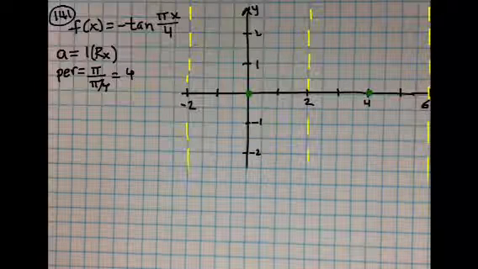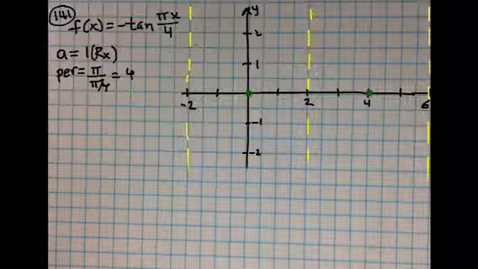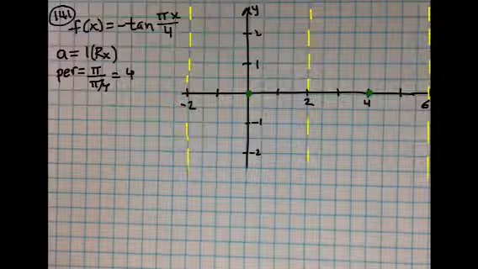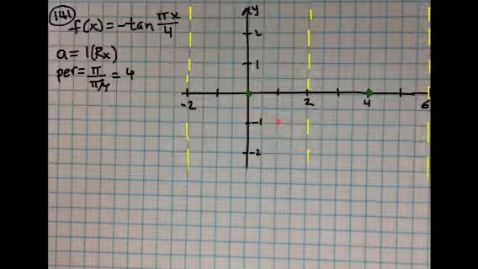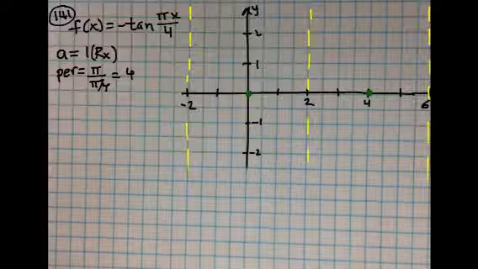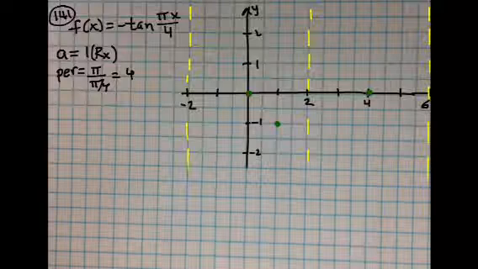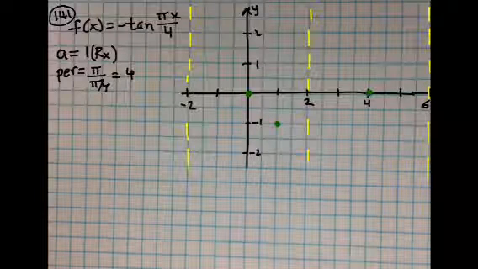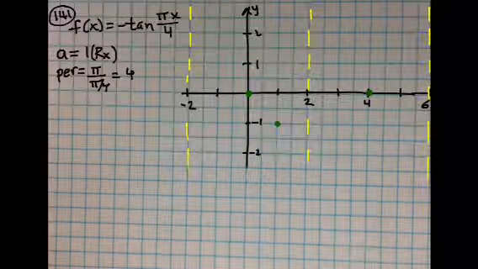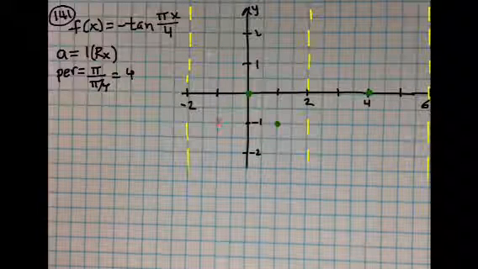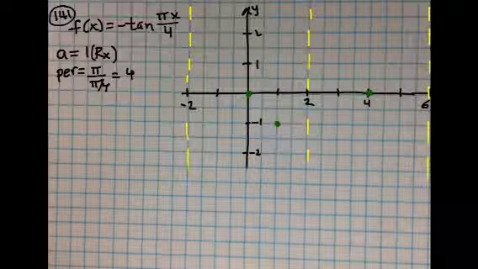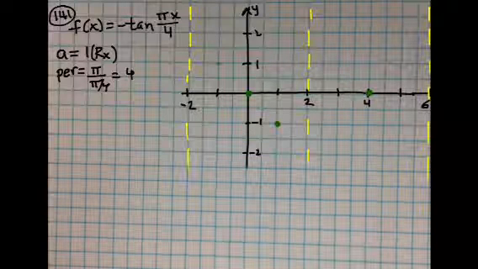The positive a value usually goes 1/3 of the period, which would be right here. But because of the reflection, we're going to plot it right here. So it's going to go here, -1. And then the negative a usually goes 1/4 of the way, which would be right here. But because of the reflection, it goes up here. Okay? And so you connect the points.